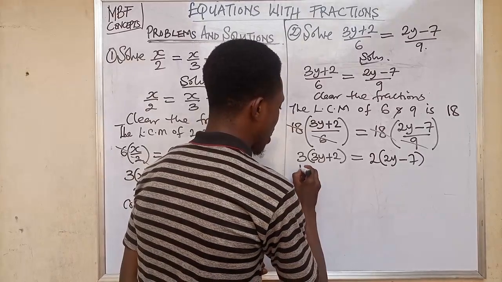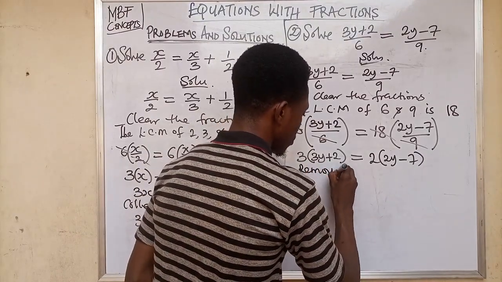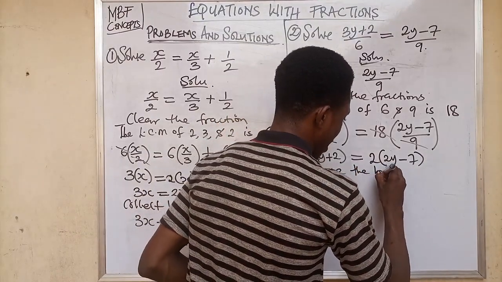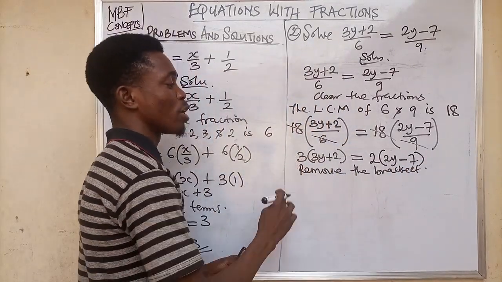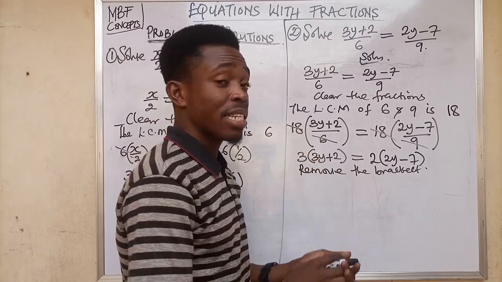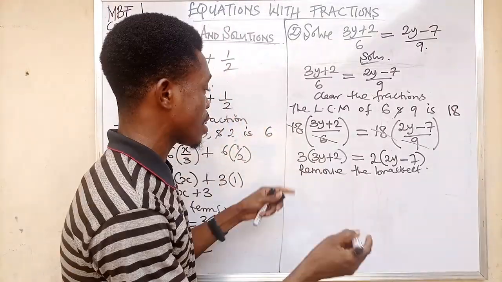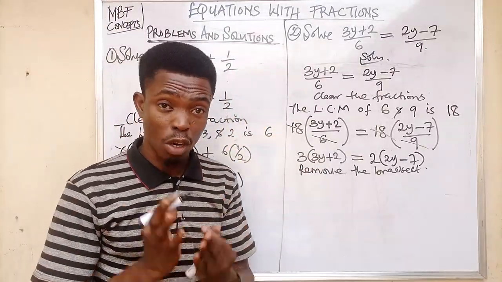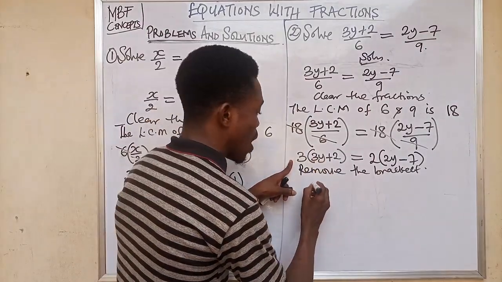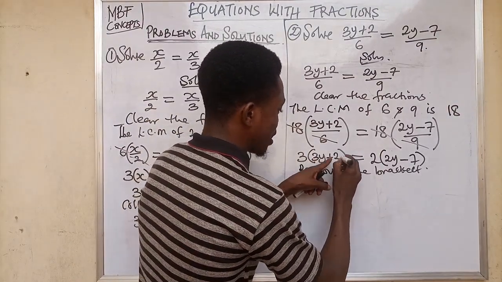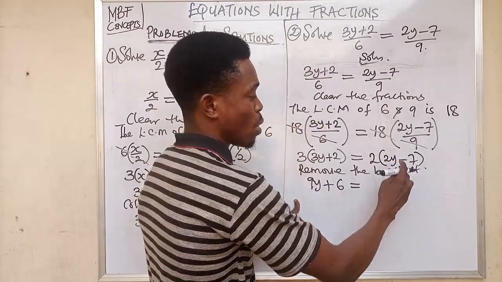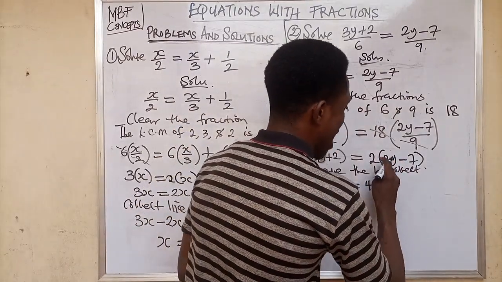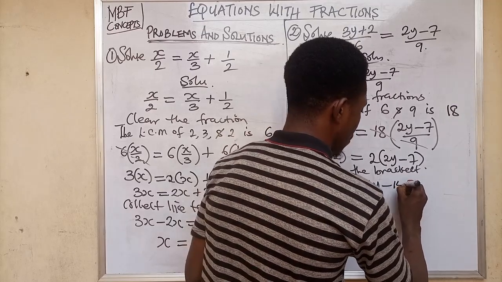So what do we now do? We say, okay, remove the brackets. Guys, how do we remove the bracket? We are going to multiply all the terms inside the bracket by the multiplication factor. The first bracket here has a multiplication factor of 3. So we are going to have 3 times 3y, which is 9y, and 3 times plus 2, which is 6, is equal to 2 times 2y, guys, which is 4y, and 2 times minus 7, which is minus 14.